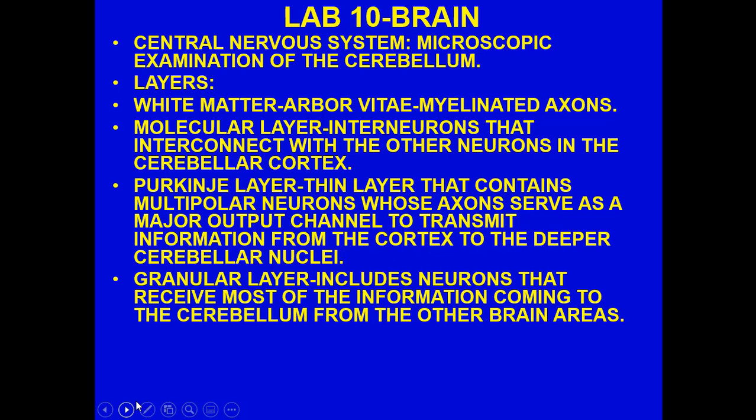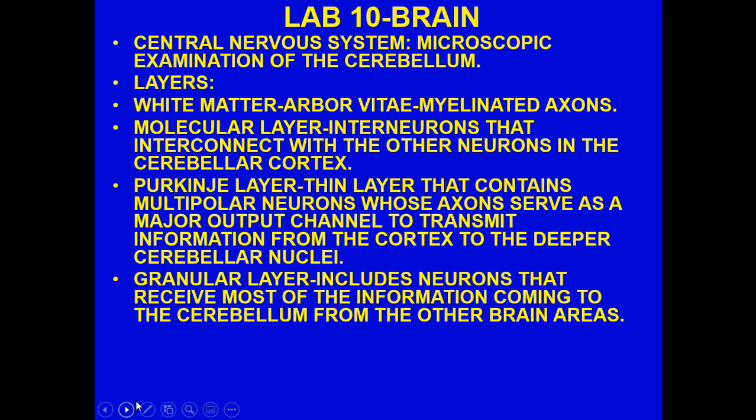Now, when we get to the central nervous system, the microscopic examination of the cerebellum, it's easy to get confused. Think of cerebellum as the small brain, cerebrum, big brain, okay? The layers. Now, this cerebellum is an extremely important structure. This is how you're able to walk a tightrope. This is how you're able to juggle. This is how you're able to balance and skate or ski or do anything that needs coordination, balance, etc.